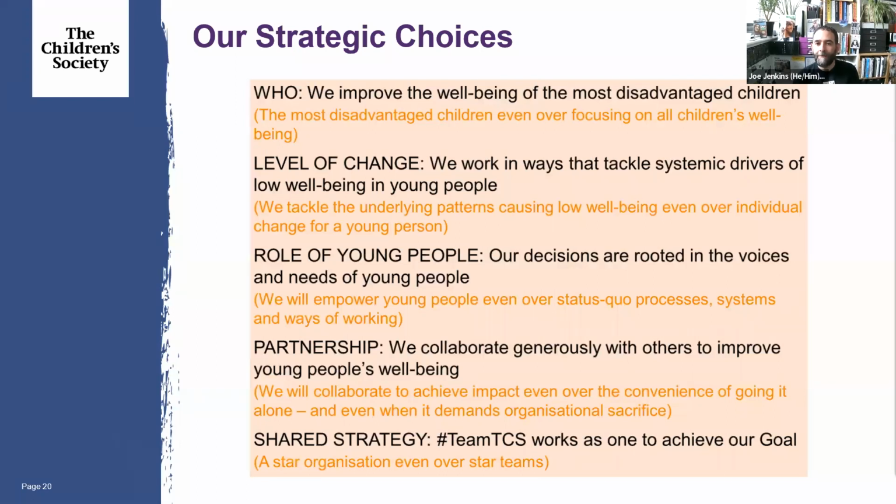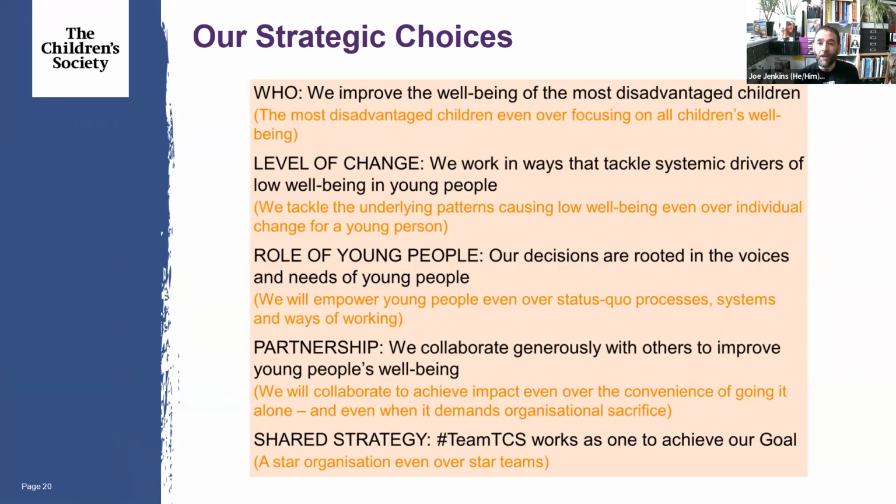So the first, a focus on improving the well-being of the most disadvantaged children. And what that means as an "even over" is that we will work with the most disadvantaged, that's the children with the lowest well-being, facing the greatest inequalities and structural challenges, even over all children's well-being. So even though our goal is to overturn the long-term decline in children's well-being, our focus will always be on those who are most vulnerable. That will inform our funding choices, what projects we run, what campaigns we deliver, and that will be our first checklist on whether or not that's the thing we should most focus on.